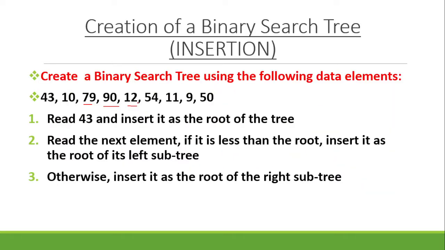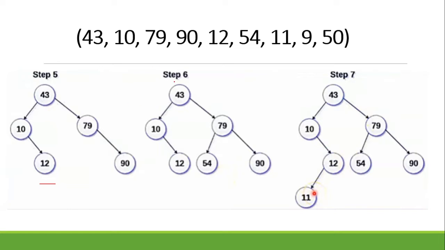What is the next value? It is 54. Okay. Start scanning from the root node. 54 is to be added. 54 is greater than 43. So move to the right. 54 is lesser than 79. So we have to add 54 here as the left child of 79. Yes, we have done that. So 54 is added as the left child of 79.